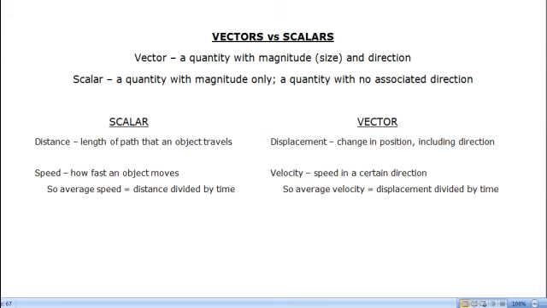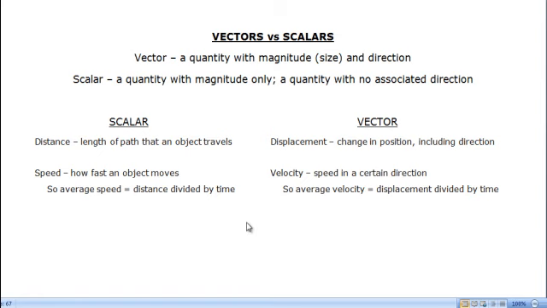On the other hand, velocity, you can think of it as speed in a certain direction. Average velocity is calculated by taking displacement divided by time. Displacement incorporates direction, which makes sense because velocity means speed in a certain direction.